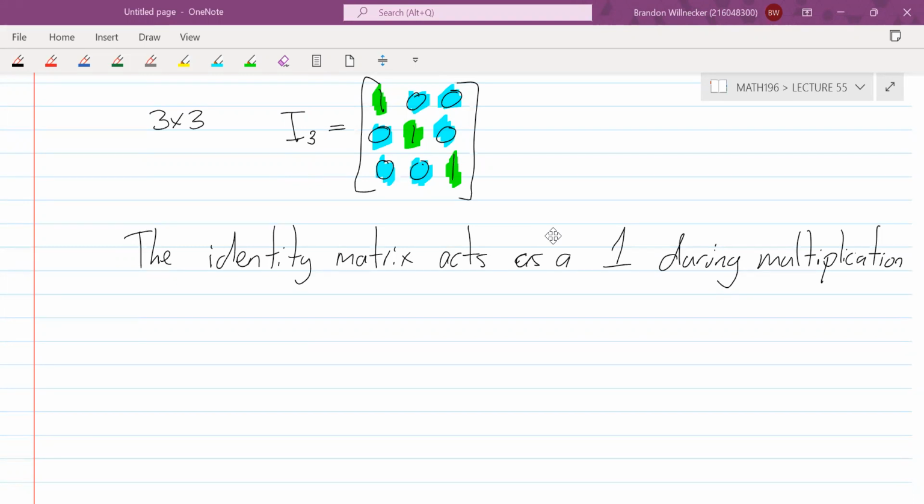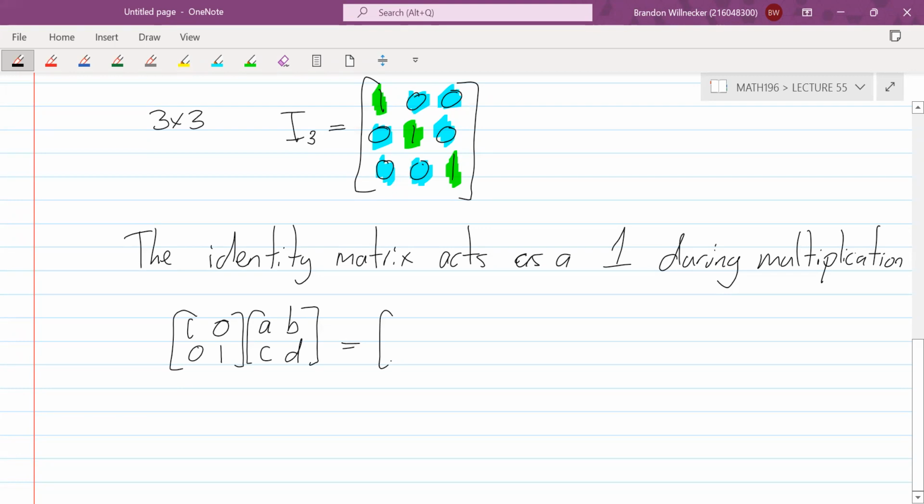Let's say for a 2 by 2, if you have 1, 0, 0, 1, the 2 by 2 identity, multiplied by A, B, C, D, then you can quickly work this out. This is going to be A, B, C, D. So it stays the same even after multiplying by the identity.